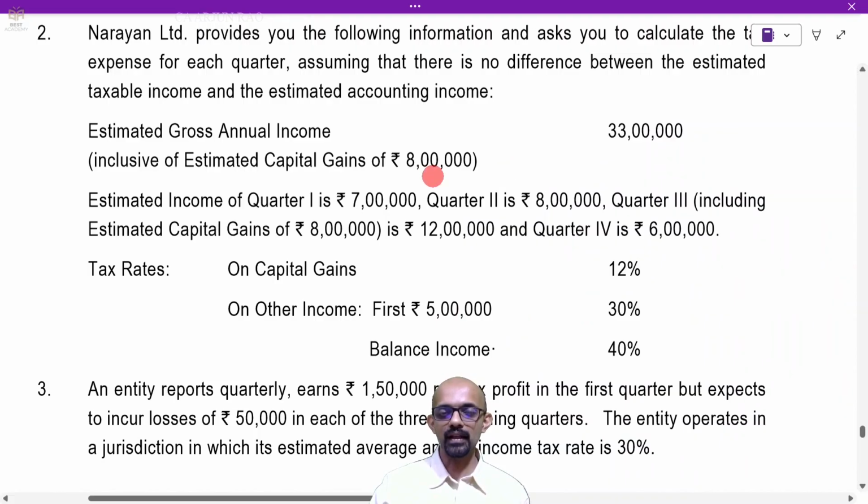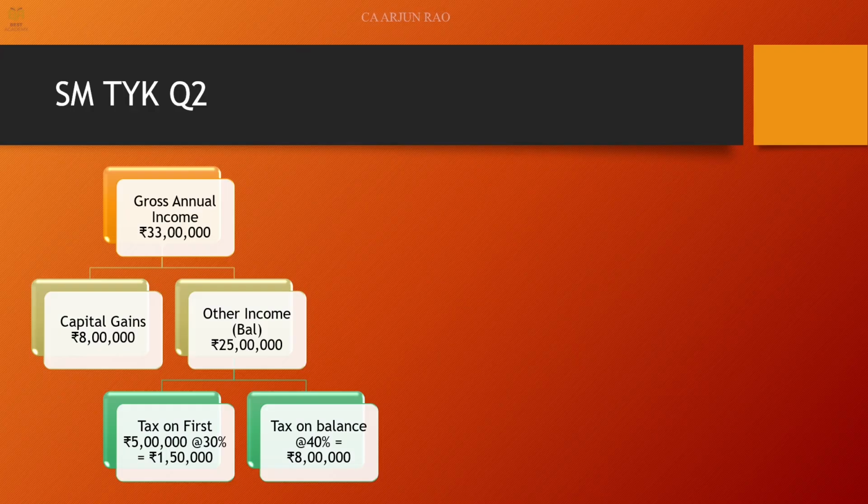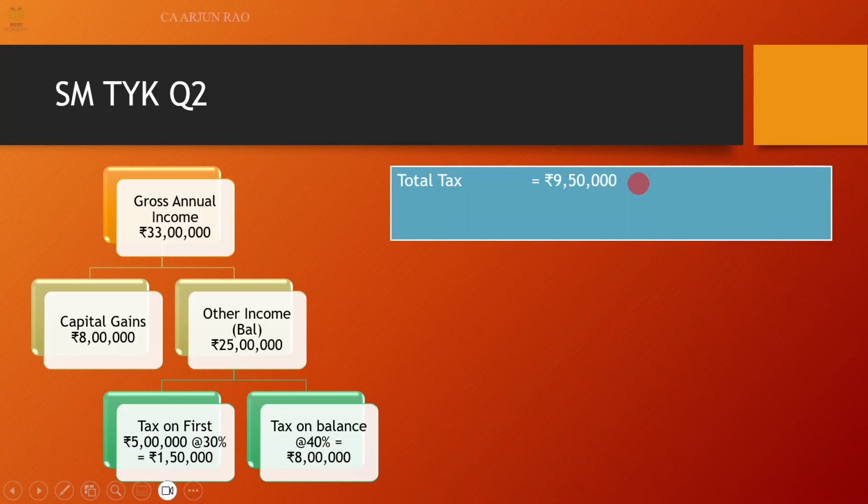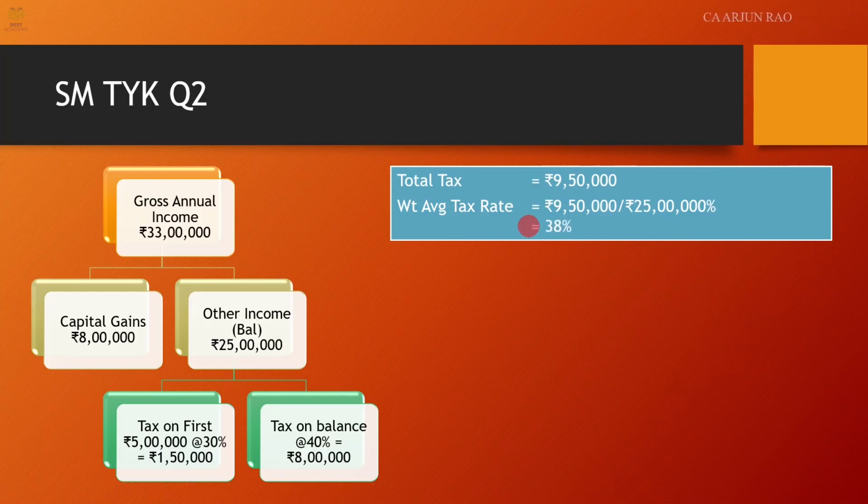So 33 minus 8 is the other income, that is normal income. From that you subtract 5 lakhs, that is the balance income on which 40% applies. So the tax comes to 1,50,000 plus 8 lakh, that is 9,50,000, divided by 25 lakhs, that is the annual accounting profit estimated, which is the same as the tax profit. So we get weighted average tax rate as 38%.